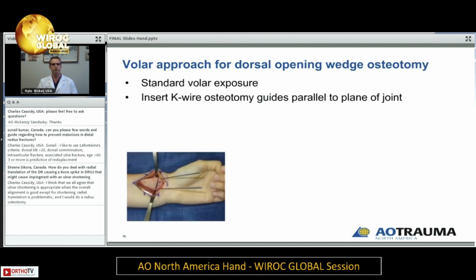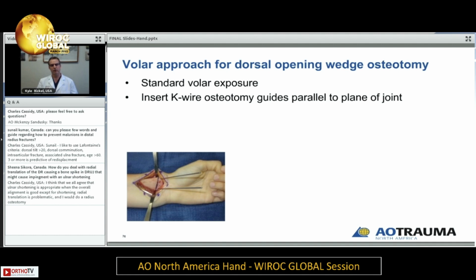It's a standard exposure. I like to then insert K-wires parallel to the plane of the joint, and that allows us to then create the osteotomy in the joint plane so that we can then correct that by tilting it, and you'll see that graphically in a minute. So these are just guides that I use.